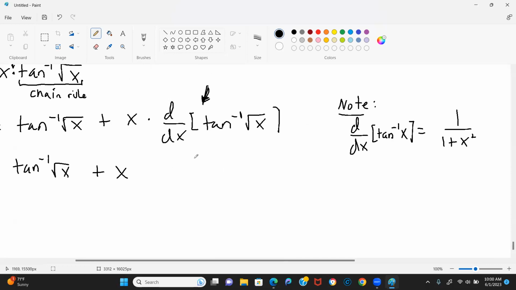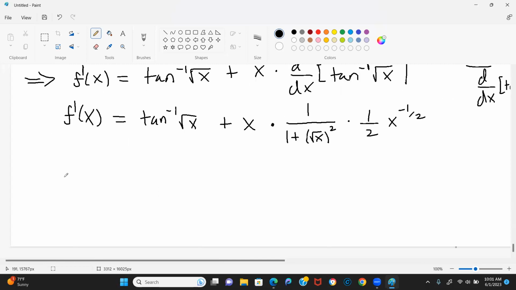Well, that's the chain rule. I have my outside function tan inverse, and my inside function square root of x. So according to the chain rule, I take the derivative of the outside function, which is this right here, so it's going to be 1 over 1 plus x squared, but I have to evaluate it at the inside function, square root of x. So it's going to be 1 over 1 plus square root of x squared, and then I multiply by the derivative of the inside function, the square root of x right here. So that will be 1 over 2 times x to the negative 1/2.